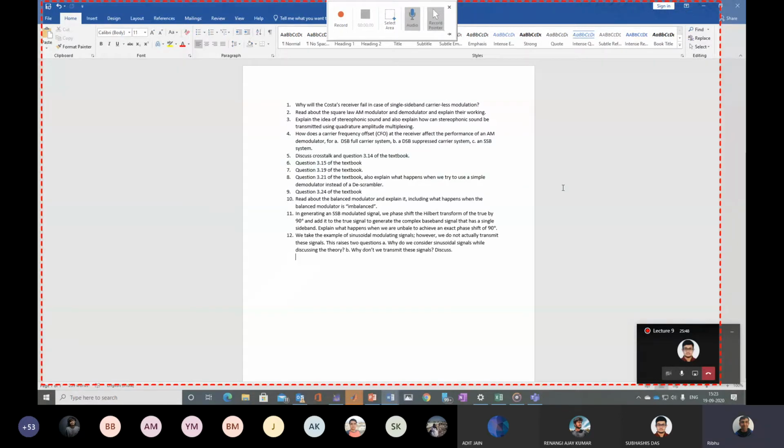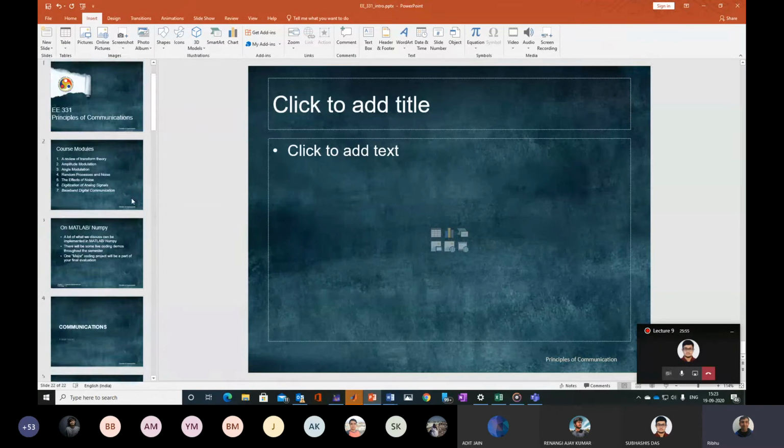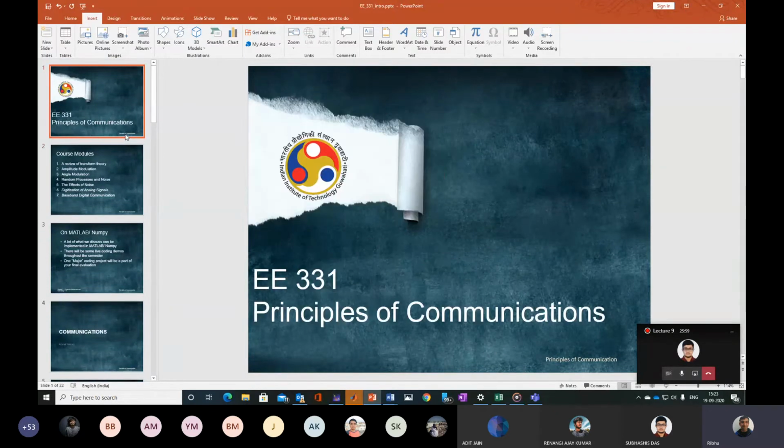So that's okay. Cancel this. So any questions regarding this? Because before I start angle modulation, it's good that we discuss. So yes, any doubts with amplitude modulation?